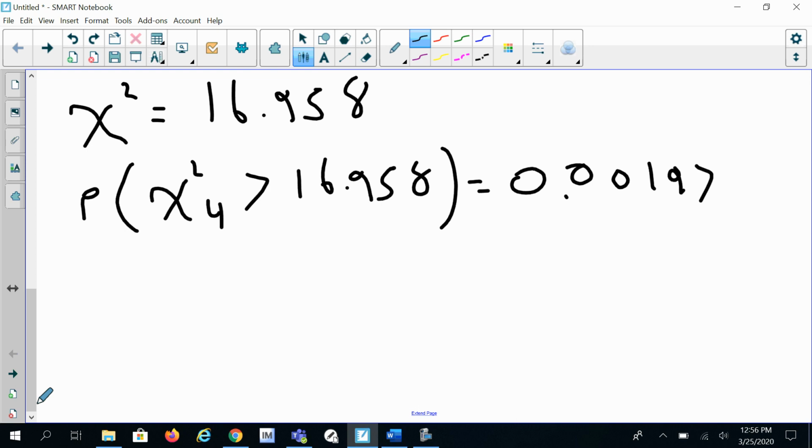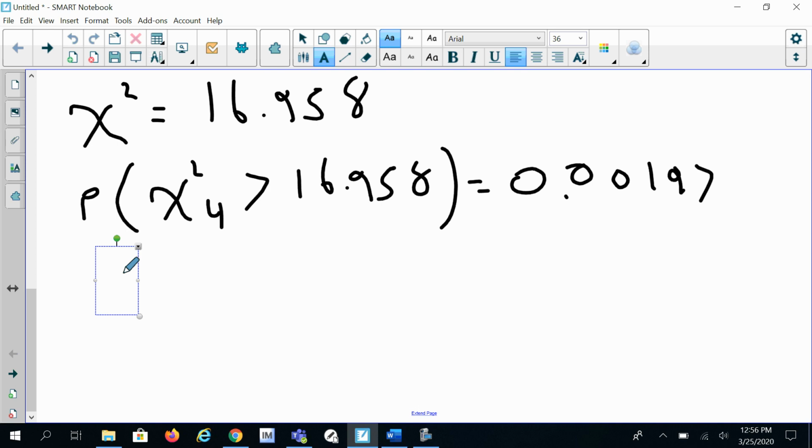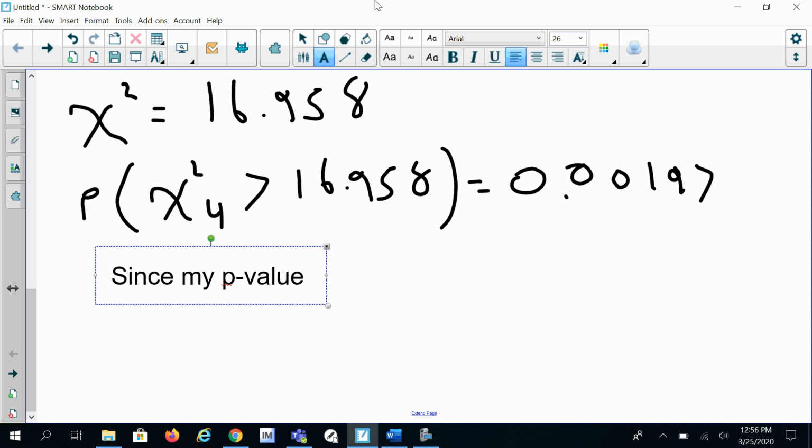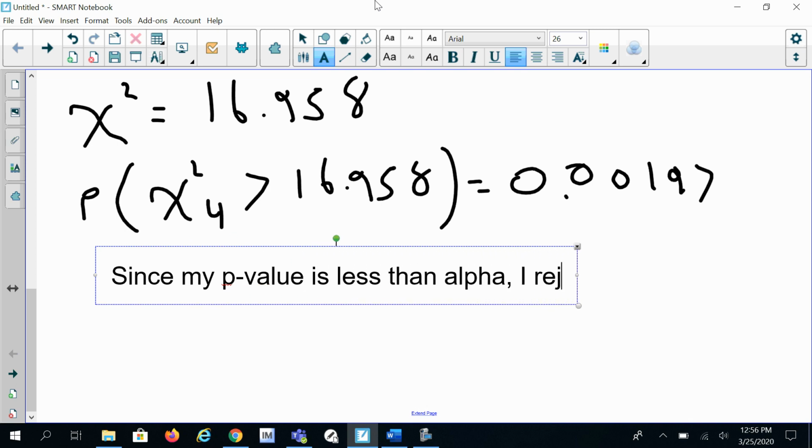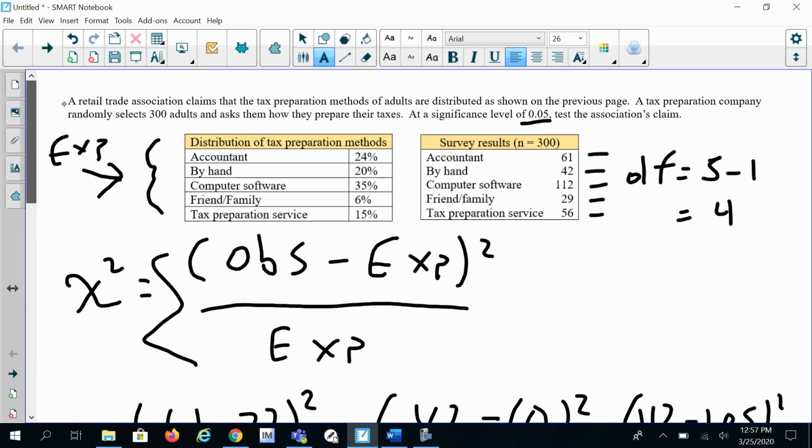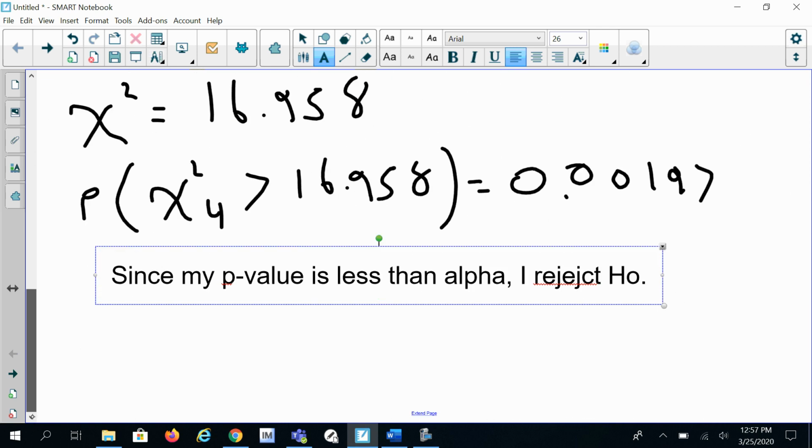I think I'm going to type this so you can actually read it. So, since my p-value is less than alpha, I reject H0. Okay. Remember, when your p-value is less than alpha, you reject H0. So there's your first sentence. And remember, the second sentence is there either is or is not evidence of HA. So I need to say there is evidence that, I erased HA, but you have it on your paper.